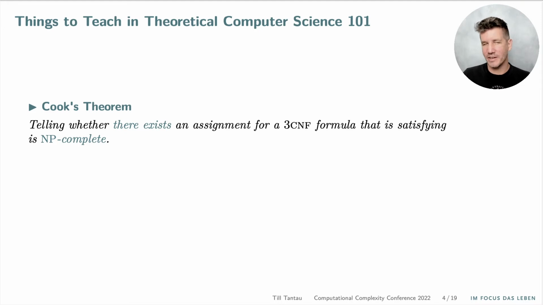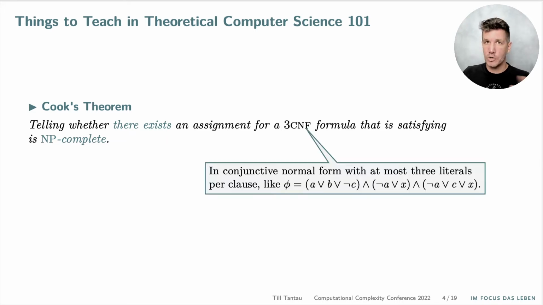Cook's theorem fits nicely with the motto of this talk, namely telling whether a 3CNF formula has a satisfying assignment, telling whether there exists such an assignment, is NP complete. And just to make sure we're all on the same page, by 3CNF formula, I mean a formula in conjunctive normal form with at most 3 literals per clause, something like that.